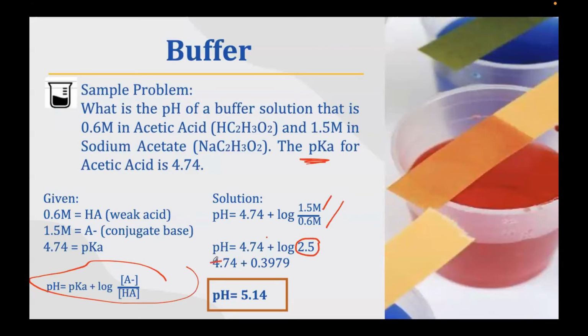Next naman, pH pa din is equal to 4.74 plus, i-press mo na sa calculator mo what is the logarithm of your 2.5. Okay, click mo lang yung shift log 2.5. And then the answer is 0.3979. And then add mo lang silang dalawa. Ang final answer natin is 5.14. The pH of that buffer solution is around 5.14, which can be categorized as acidic.